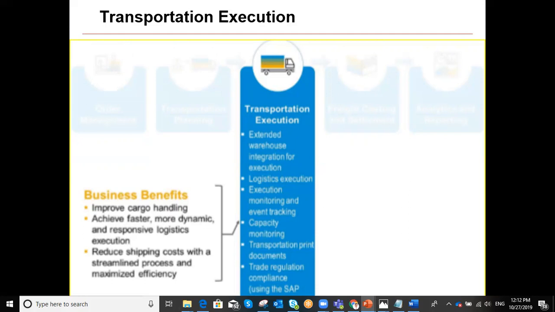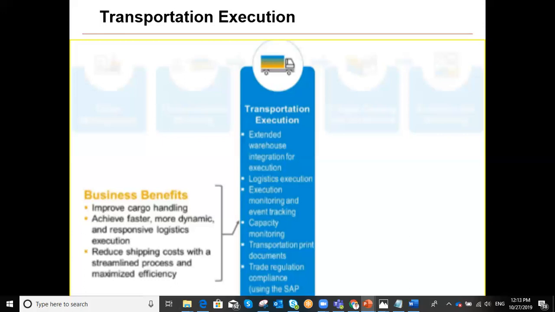Now, transportation execution has EWM integration for execution, because WM can also be used. If the company has WM, then we need to use WM. But as we know, SAP stopped development for WM, and from 2025 it will stop support and maintenance for WM totally. If any person or company is supporting WM, it is not under the responsibility of SAP AG. Then what is the alternative? EWM only.